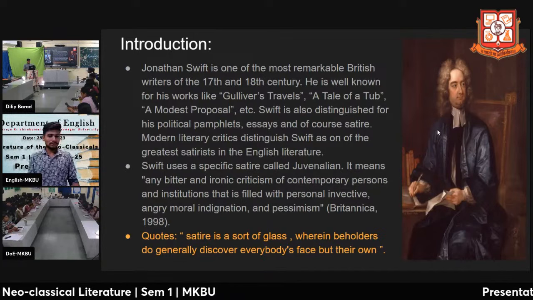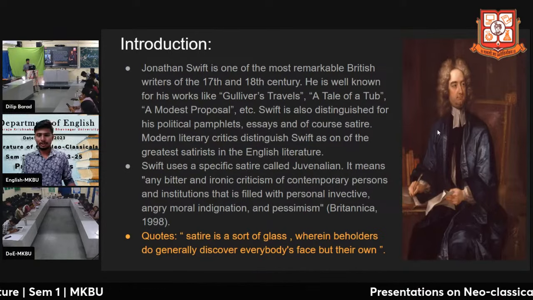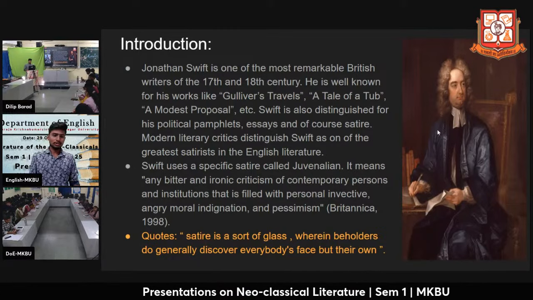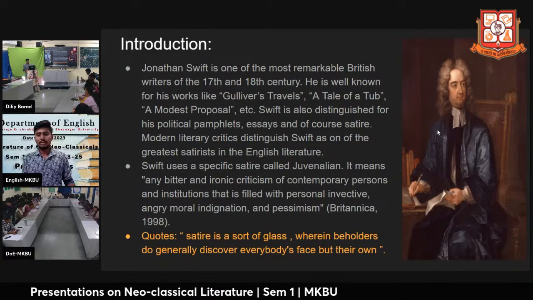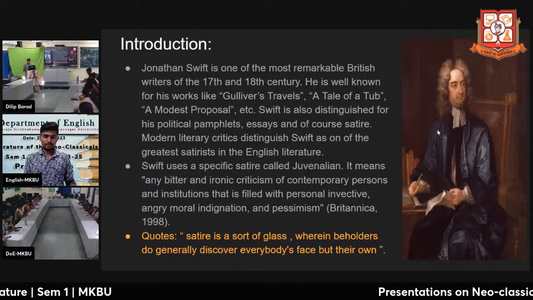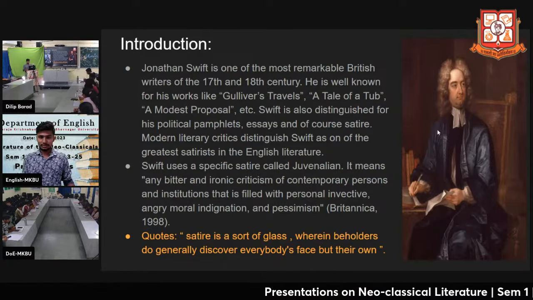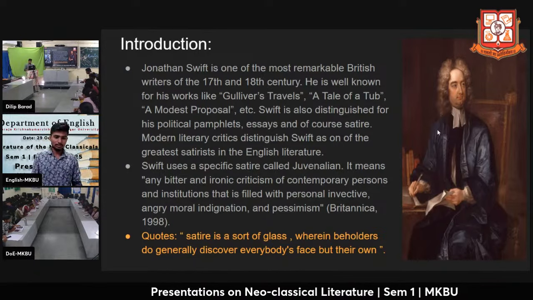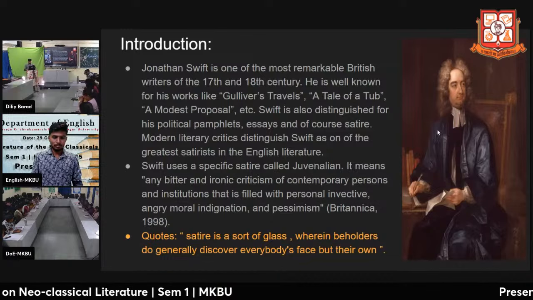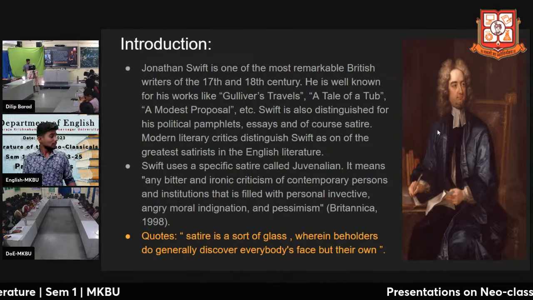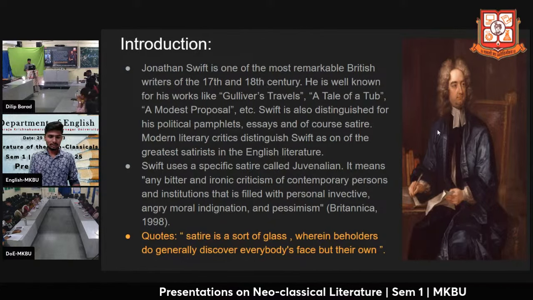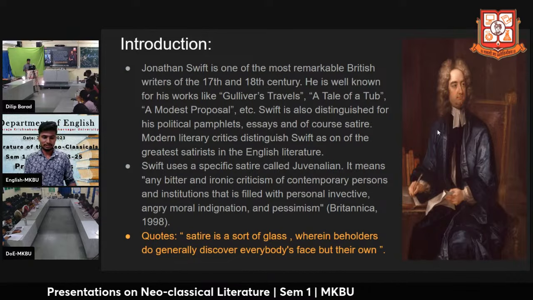Introduction. Jonathan Swift is one of the most remarkable British writers of the 17th and 18th century. He is well known for his works like Gulliver's Travels, A Tale of a Tub, A Modest Proposal, etc. Swift is also distinguished for his political pamphlets and essays of coarse satire. Modern literary critics distinguish Swift as one of the greatest satirists in English literature.